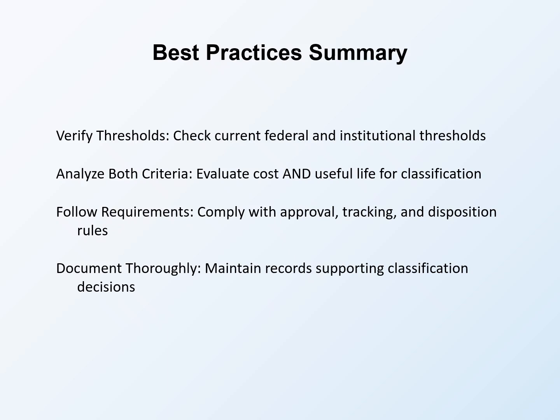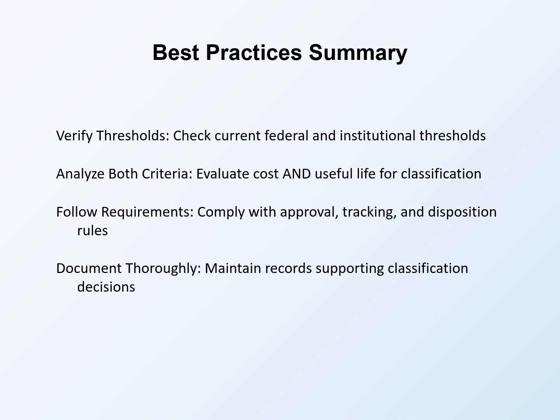Following best practices for equipment and supplies ensures proper classification and compliance. These practices should guide your approach to purchasing on grants. Verify current thresholds before making classification decisions. Federal thresholds can change, and your organization may have lower thresholds. Using current, accurate thresholds produces correct classifications. Analyze both criteria when classifying purchases. Evaluate per unit cost and useful life for each significant purchase. Both criteria must be met for equipment classification. Focusing on only one criterion leads to errors.